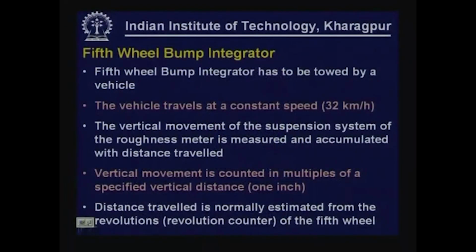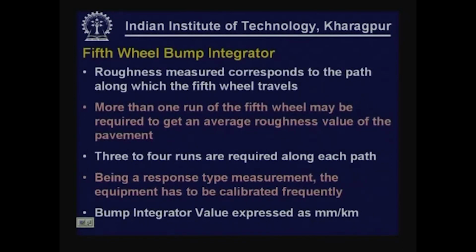The distance travelled is normally estimated from the revolutions of the fifth wheel. There will be another counter to count how many revolutions the fifth wheel is rotating. Roughness is measured corresponding to the path along which the fifth wheel travels.